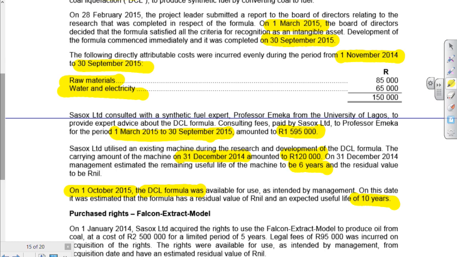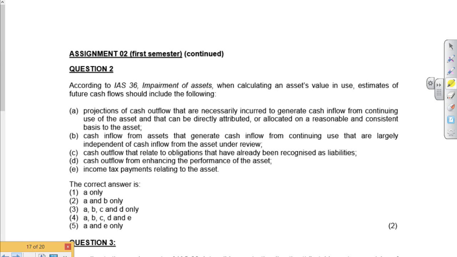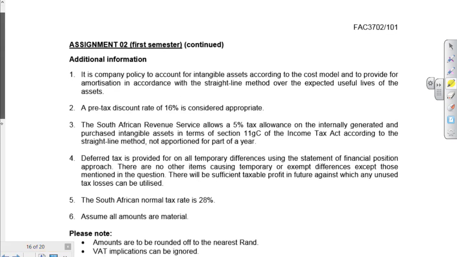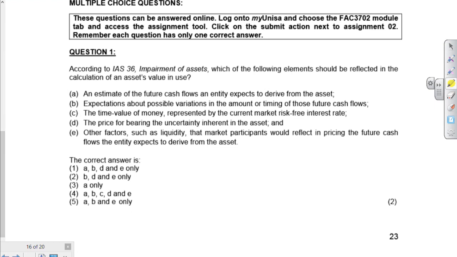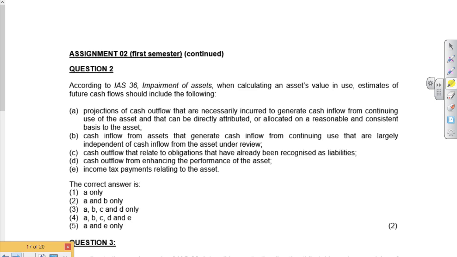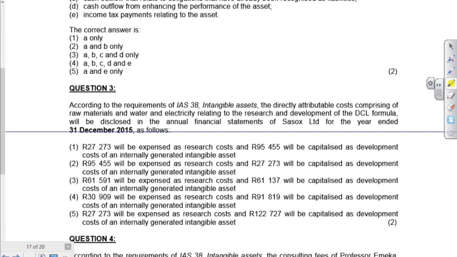So you're going to draw a timeline, you're going to allocate, you're going to work out how much is research, how much is development. Let's just have a look at the multiple choices, which one it is that we can answer. Number 1 is theory. We did number 1 last time. Which ones haven't we done? IS 36 we've done. IS 38. We haven't done this one, this one. They're asking you how much will be disclosed as research and how much as development, which will be recognized as an intangible. So this will be the result of your calcs.